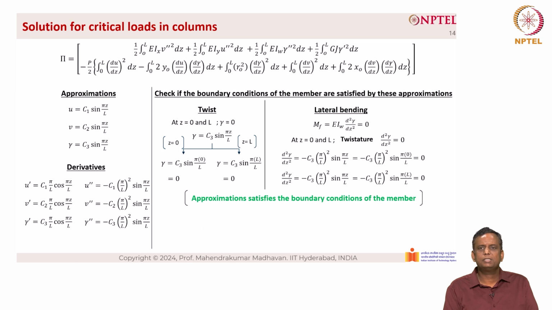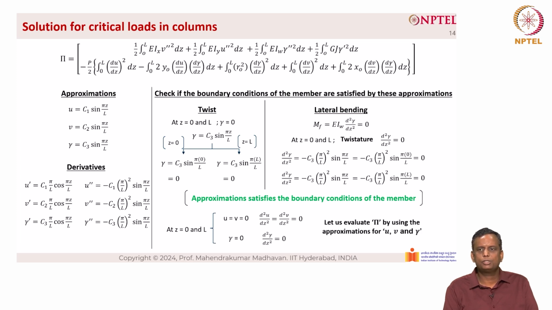So, the approximation satisfies the boundary conditions of the member. We have U equal to V equal to 0, and also d square U by dz square equal to d square V by dz square equal to 0. Similarly, gamma equal to 0 and d square gamma by dz square is also equal to 0. Now, let us evaluate pi by using the approximations U, V and gamma.